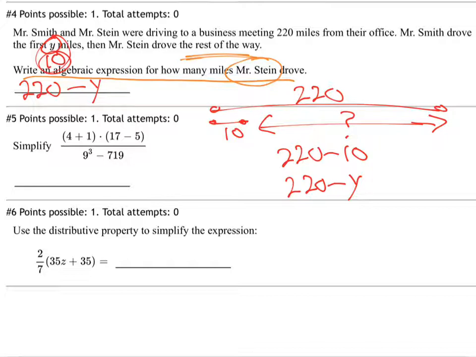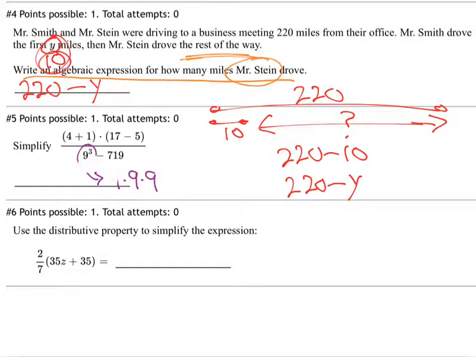Do you want to try number 5? See if you can work it out. Usually, some of those are big numbers, so use your calculator. 9 to the third power there. Well, what does it mean when they put a little third power on it? It's just 9 times 9 times 9. Or you can use the power button on your calculator if you know where that is. So see if you can work out the top, work out the bottom, and get an answer. I'll finish it in a second.